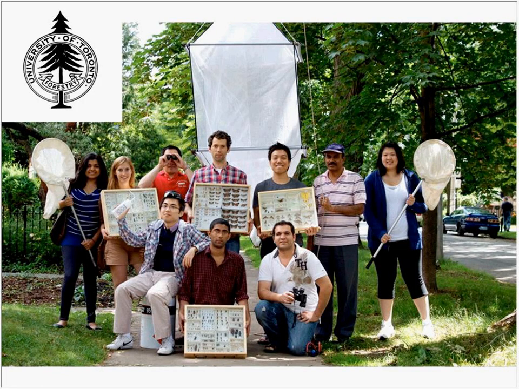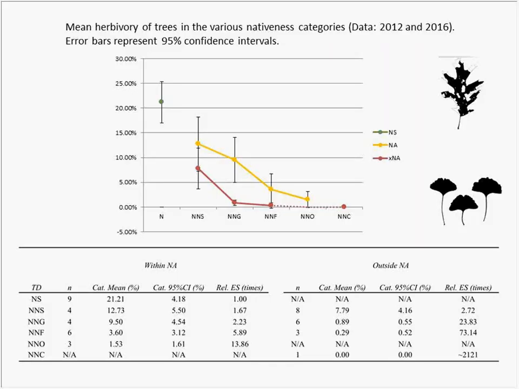I've done a bunch of work on this myself at the University of Toronto, looking at insect and bird diversity in native and non-native trees. One of them has been the Norway maple. And this is a slide that I won't get into a lot right now. If there are questions at the end, we can go through it.